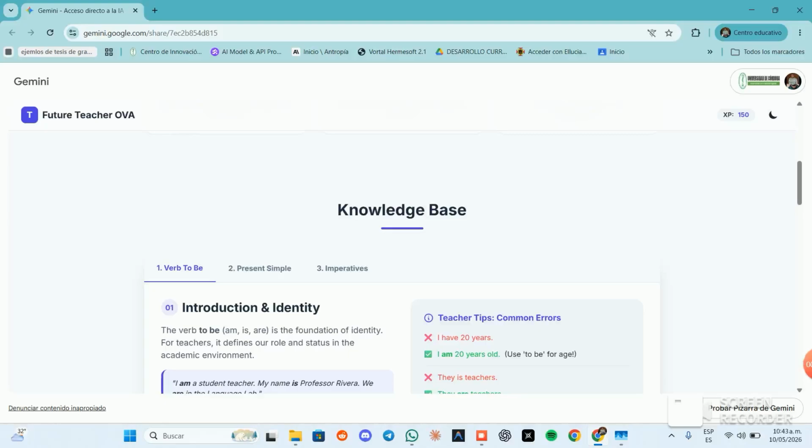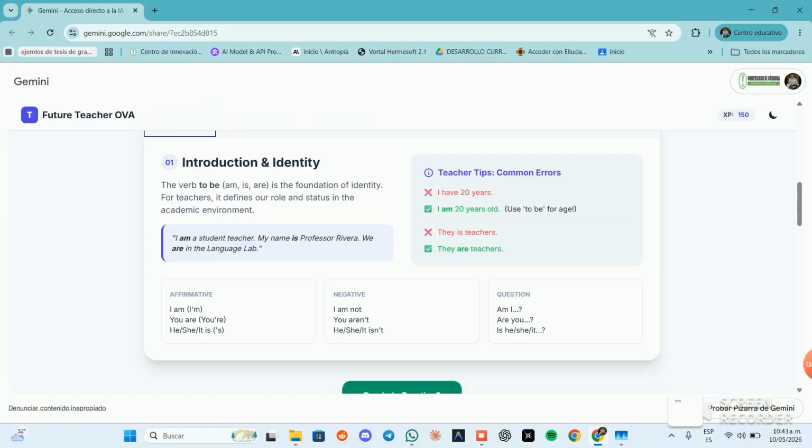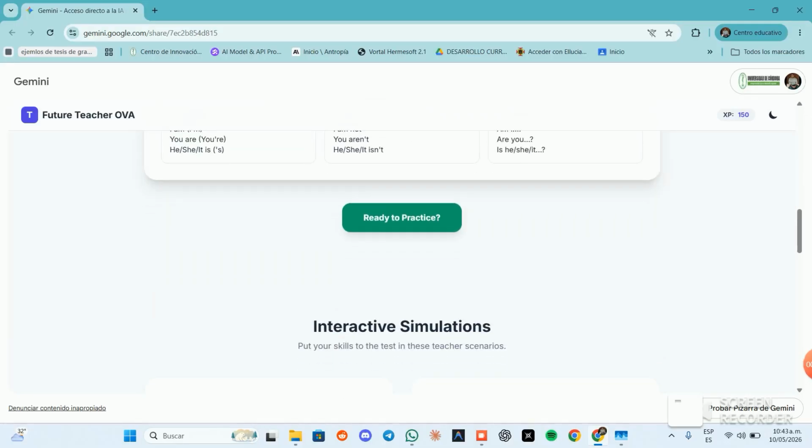So, above, the verb to be, as you can see, is the introductory part about introduction and identity, where students may put into practice all the grammar contents they follow. For instance, if we follow a simple structure of present simple, this OVA is going to represent some of the mistakes that students basically make, and then we focus on all the practices they carry out along the OVA.